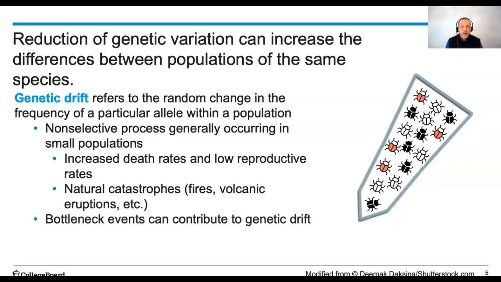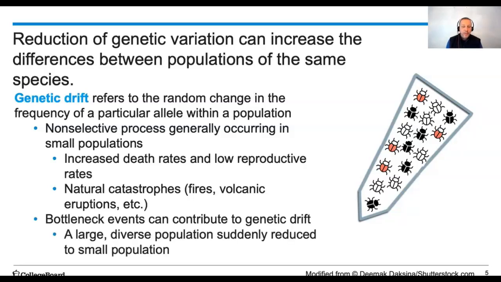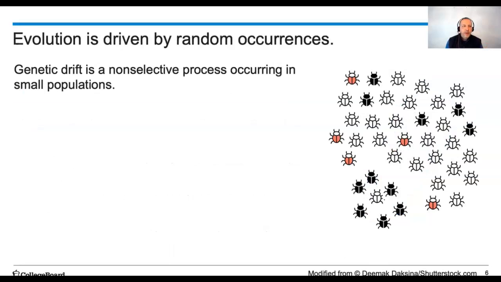Bottleneck events can contribute to genetic drift. A large, diverse population suddenly is reduced to a small population. So in the picture, you can see a bottleneck event occurs, and what happens is the size of the population is severely reduced. Like stated before, genetic drift is a non-selective process occurring in small populations.